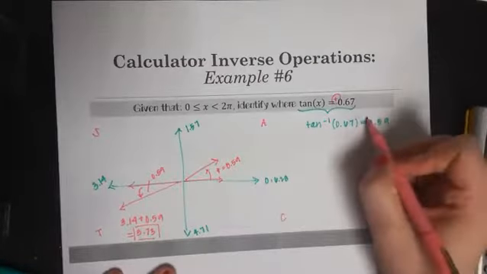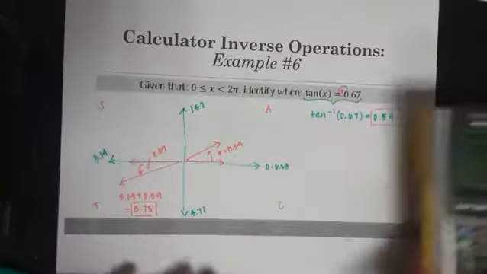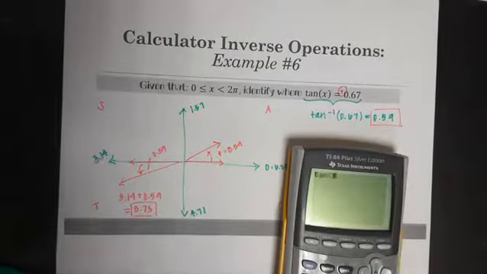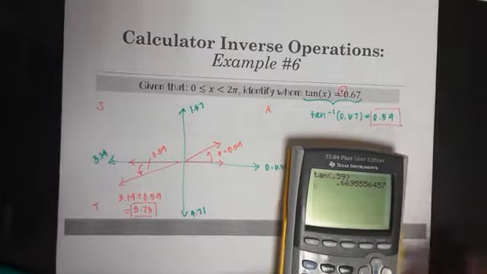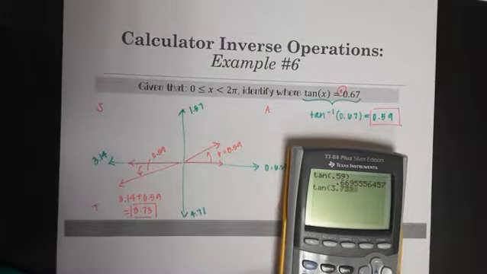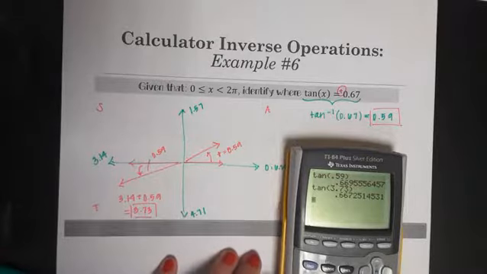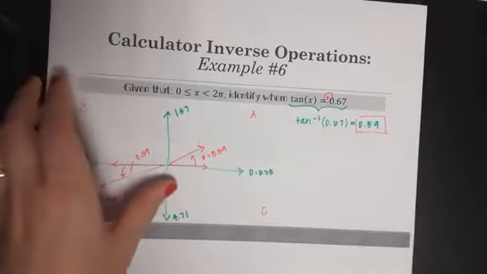So those are going to be our two answers here. And again, we want to check that in our calculator. Tangent of 0.59 gives me 0.67 rounded. And then tangent of 3.73 in radians also gives me 0.67 rounded. So those are all of my examples.